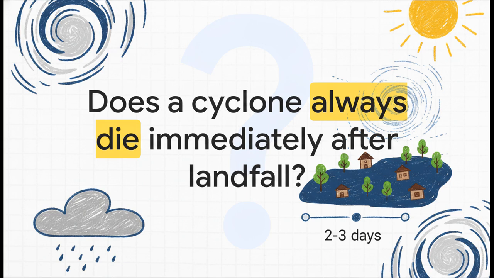So let me ask you a quick question to test your concepts. Does a cyclone always die immediately the second it makes landfall? Well, the general rule of thumb is yes. Once it crosses over land, it gets totally cut off from its warm ocean fuel source, and usually just fizzles out in about 2 to 3 days.